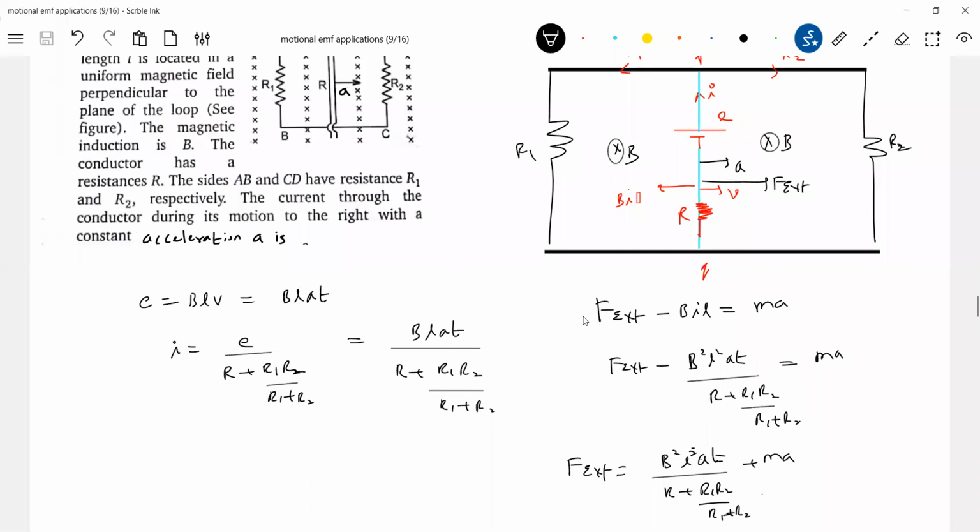They may ask you the work done here. So for work done, what should you do? Take help of the change in kinetic energy of the system, or the change in kinetic energy of the rod, plus also the heat generated.